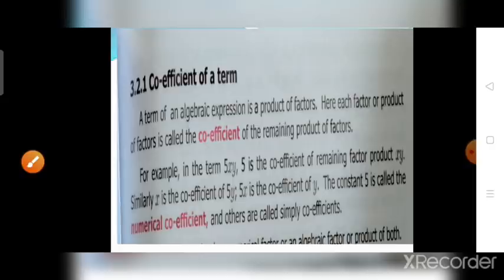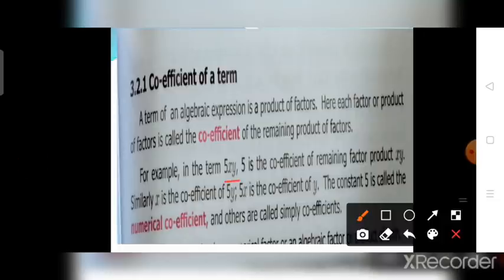The next one, coefficient of a term. A term of an algebraic expression is a product of factors. Each factor or product of factors is called the coefficient of the remaining product of factors. For example, in the term 5xy, 5 is the coefficient of the remaining factors' product xy. Here xy is the variable part and the factor is the number 5. So 5 is the coefficient of the remaining factor product xy.